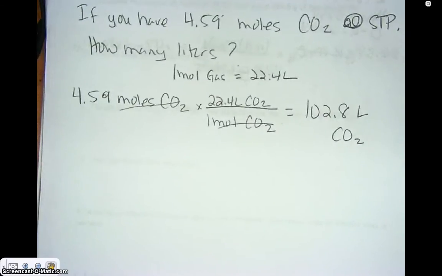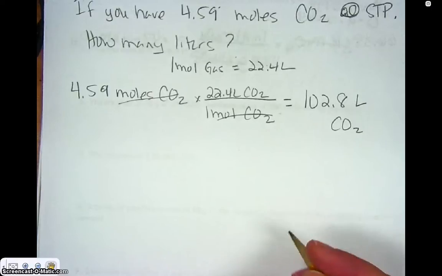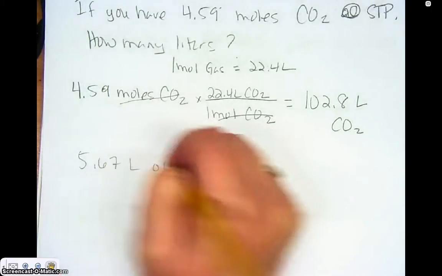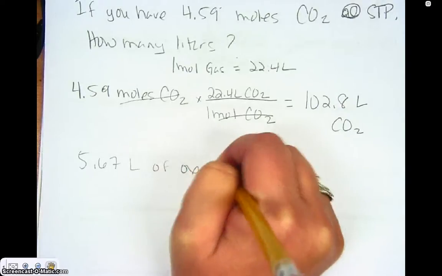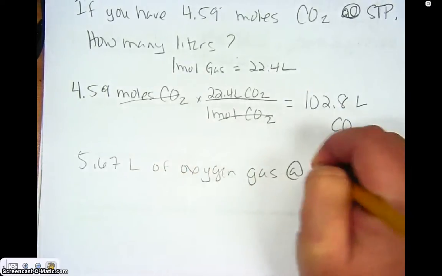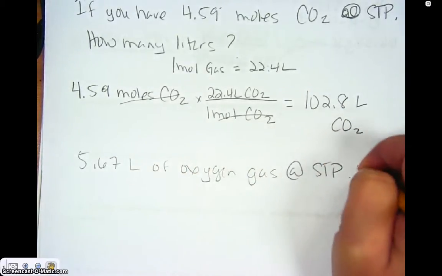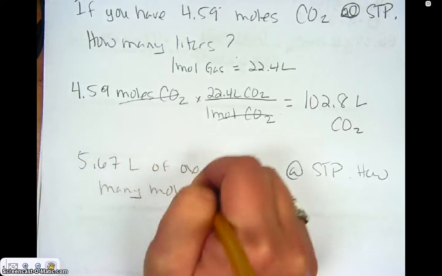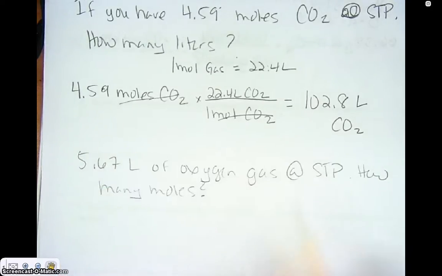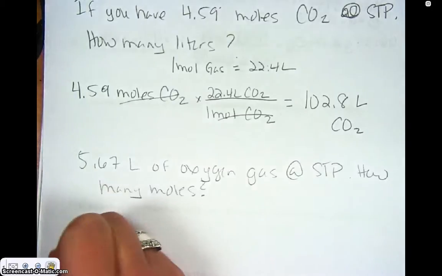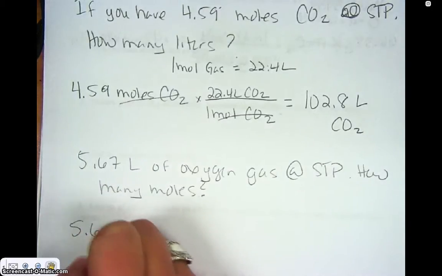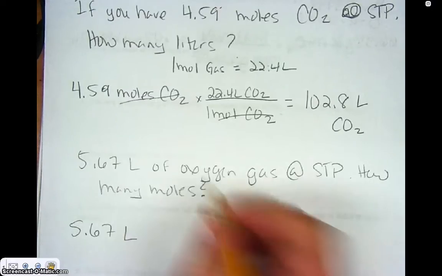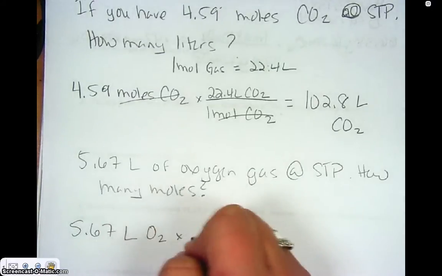Okay, let's just try one more. Let's start with liters and then go to moles. So let's say you have 5.67 liters of oxygen gas at STP. How many moles do you have? In this case, we're going to start by writing what I have. So 5.67 liters. And remember, oxygen is a diatomic, so it would be O2.